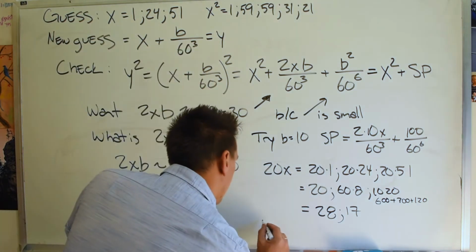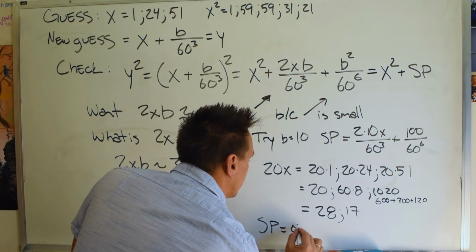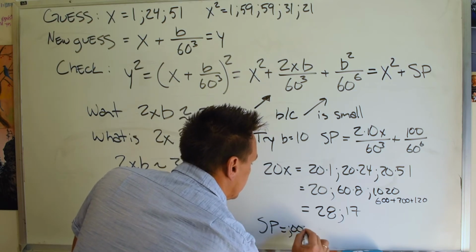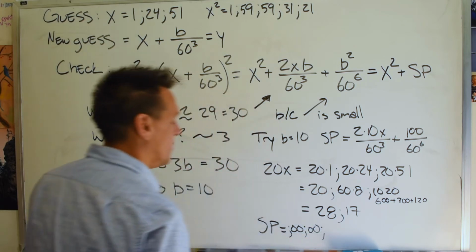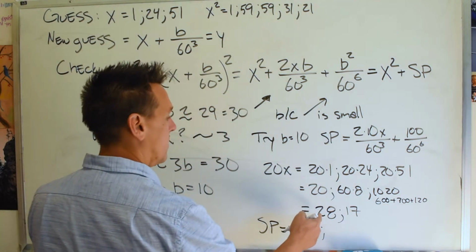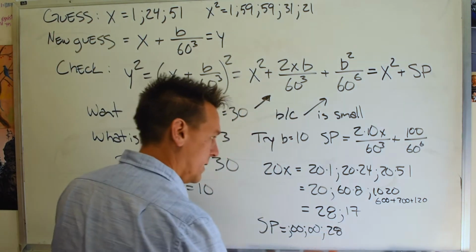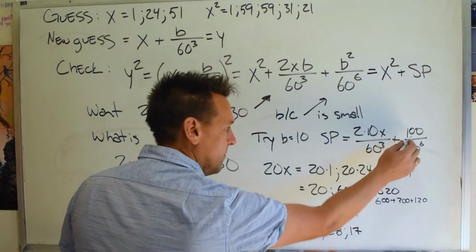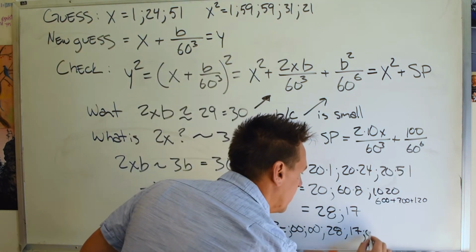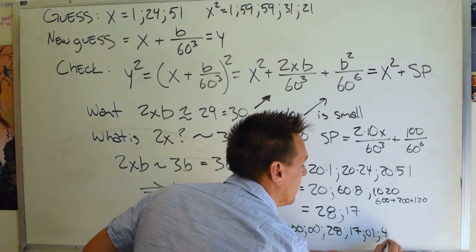Okay, so the small part altogether, if I want to be careful about my places, is 0 in the 60th place, 0 in the 60 squared place, and then in the 60 cubed place I get 28. Remember I wanted to get 30, so that doesn't seem too bad. In the 4th place, 17. In the 5th place, I'm going to get 1. And then in the 6th place, I'm going to be left with 40.